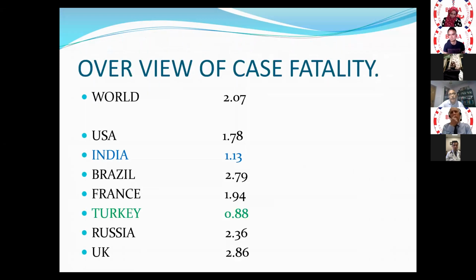In this era of gloom, I want to just share something about the case fatalities. If we see, the cumulative case fatality in the world is around 2.07. These are the top 7 countries as far as the caseload is concerned in the world. In this, I find Turkey among the 7 with a case fatality of 0.88, and India following it at 1.13. In the UK, it has touched 2.86.